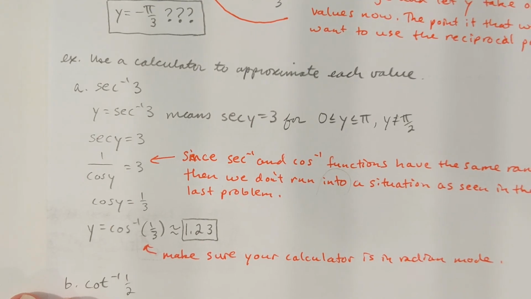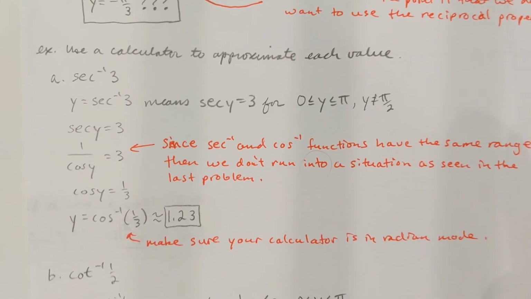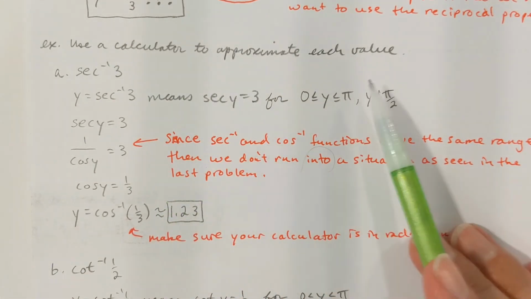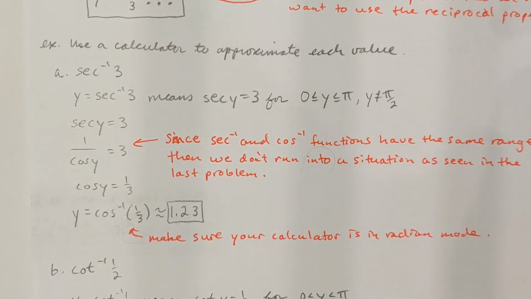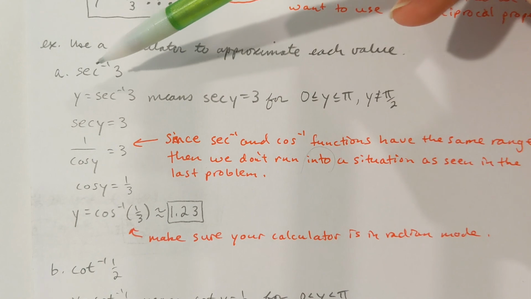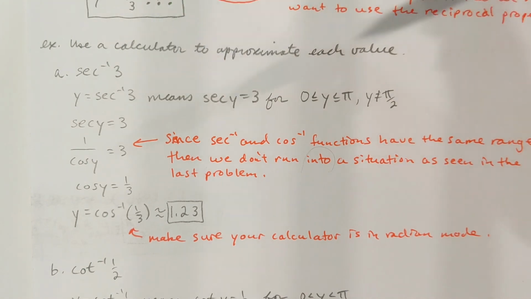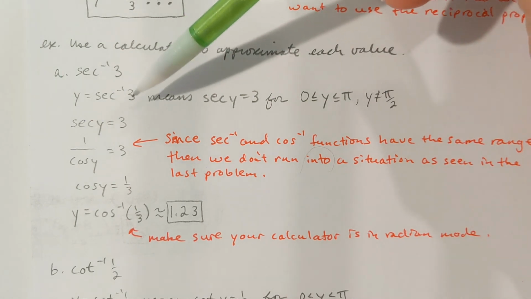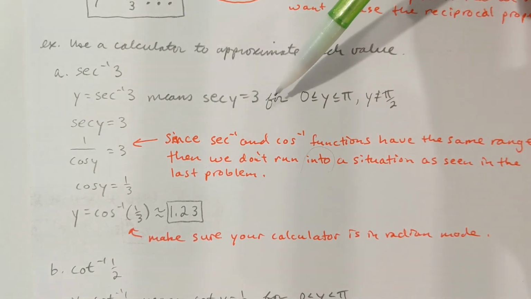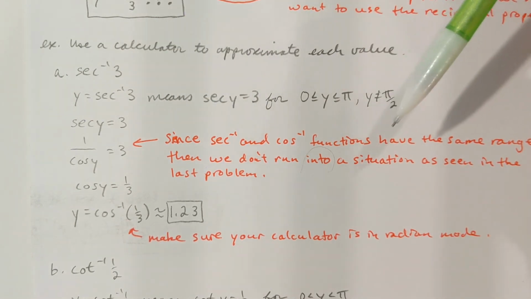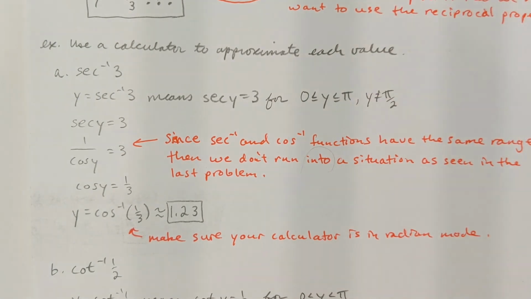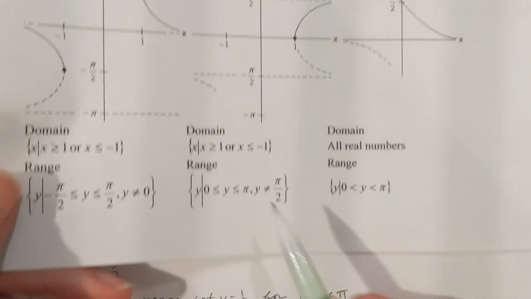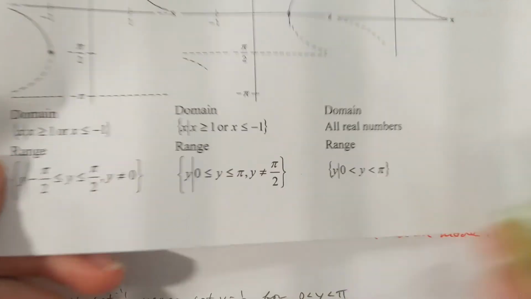Okay, I've got 2 more examples here. So in these last 2 examples, we're going to use a calculator to approximate each value. Suppose that I want to find the value of secant inverse of 3. Okay, well, I'll call that y. y equals secant inverse of 3 means that secant of y is 3 for the condition that y is between 0 and pi. y can't be pi over 2, though.